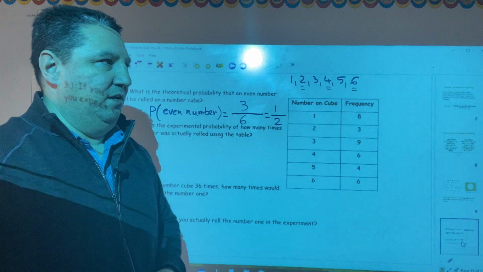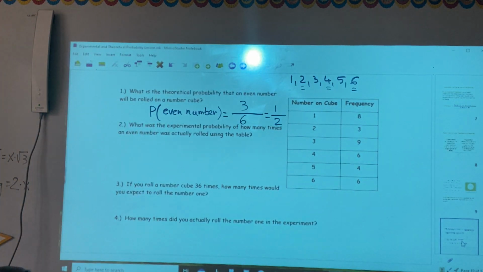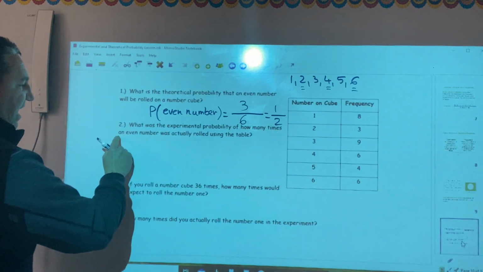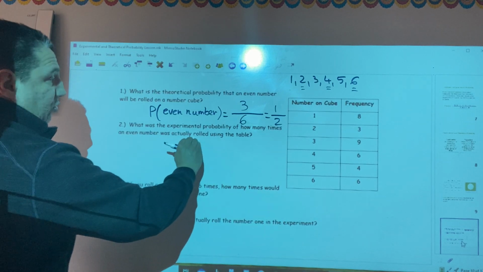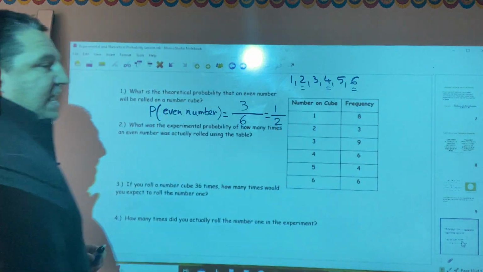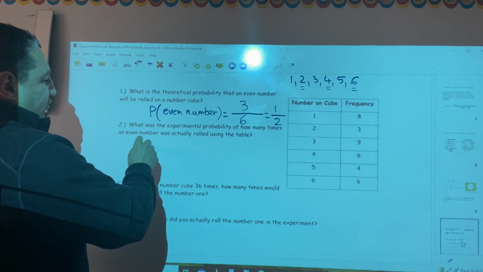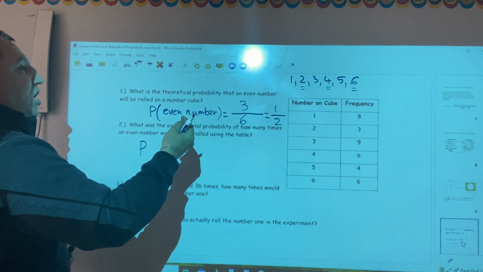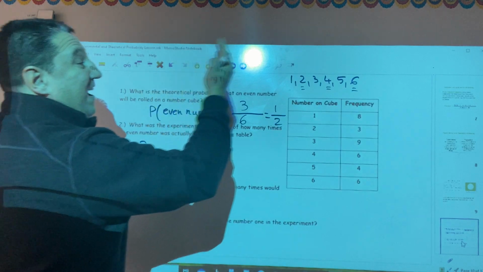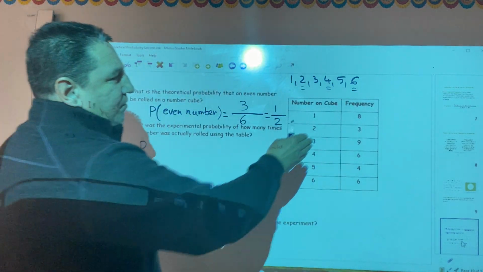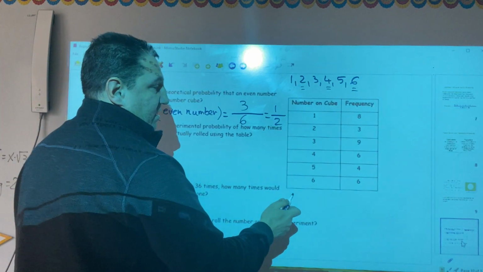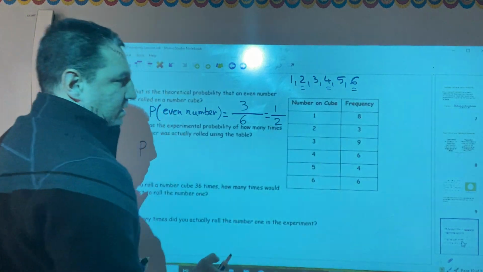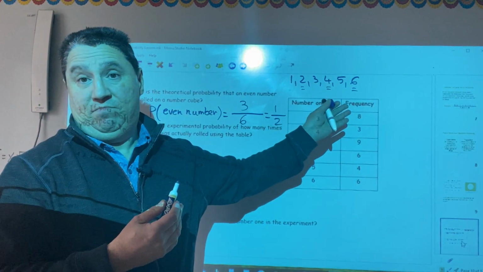as an event. Good. Next, what was the experimental probability of how many times an even number was actually rolled using the table, right? Now, this time we have to find the experimental probability. It is the probability that is a result of an experiment, right? Here is the number of trials, right? Here are the numbers on a number cube, right?